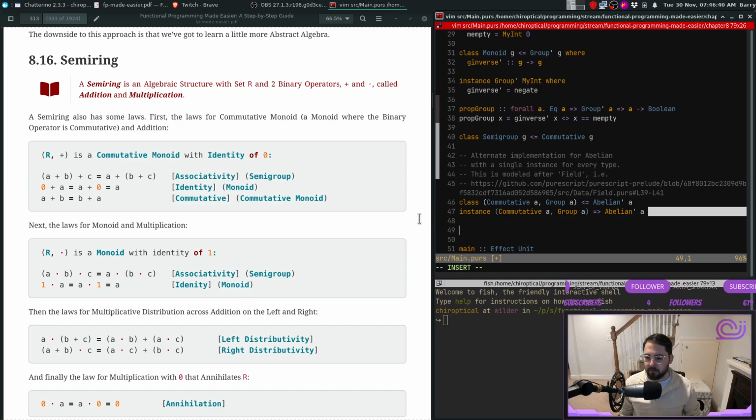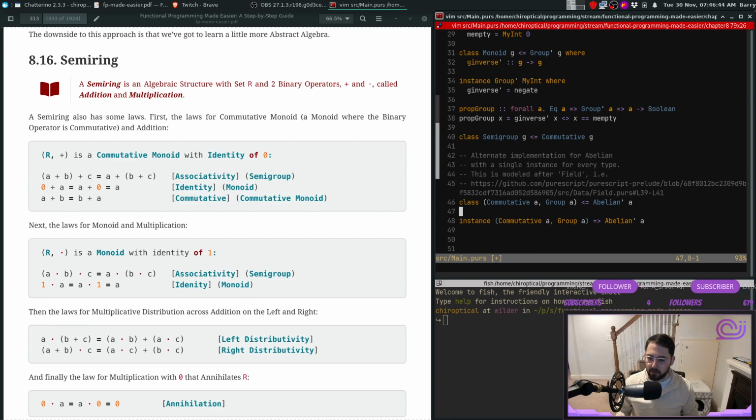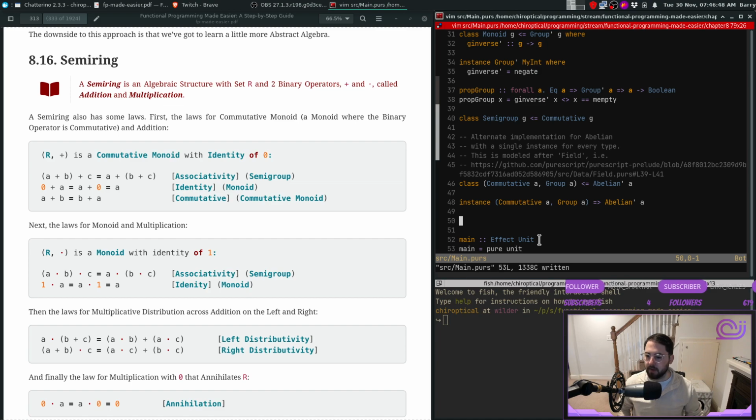So, yeah, I asked the PureScript people about this, and Harry responded. Harry's super nice. And so that's what we get. There is actually an example of this exact type class. Well, not this exact one, but a similar thing for field.